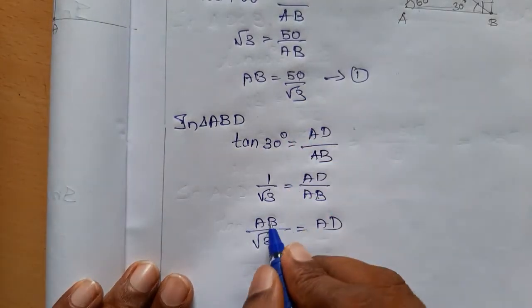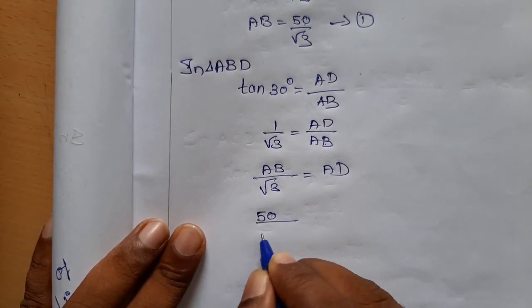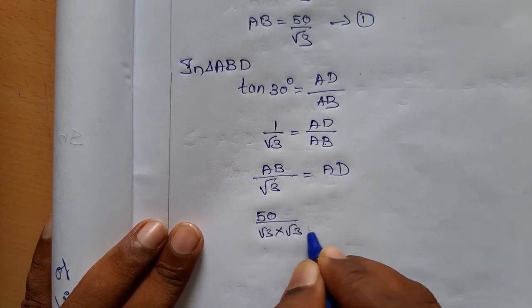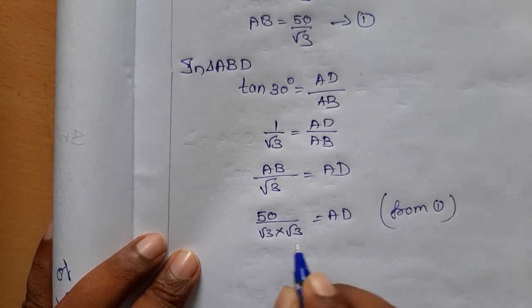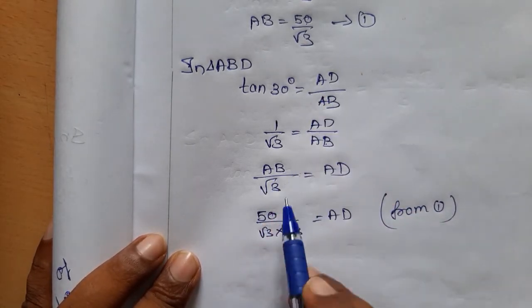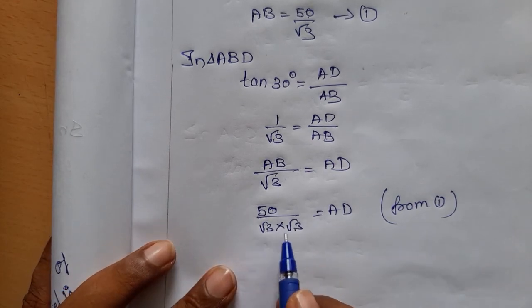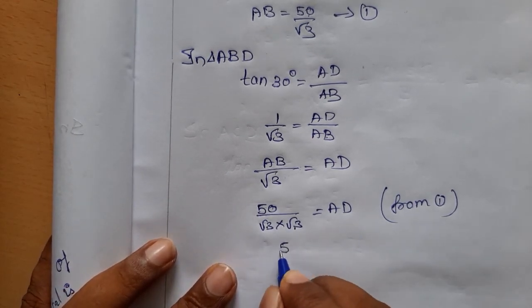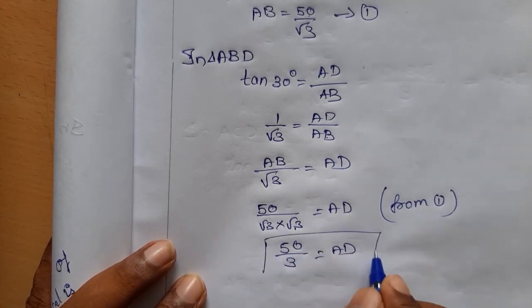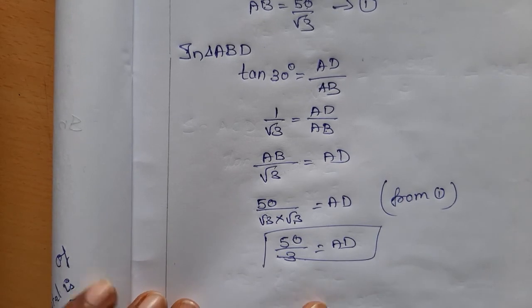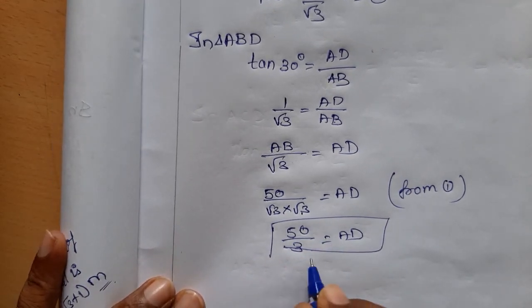Substitute the value of AB here. AB is equal to 50 divided by square root of 3, into square root of 3, is equal to AD. This we get from the first equation, right? We substitute the value of AB here, so we got the AD value. Square root of 3 into square root of 3 is 3. So 50 divided by 3 is equal to AD. This is the height of the building. Even this is an improper fraction, right? We can write it as a mixed fraction like 16 2 by 3.